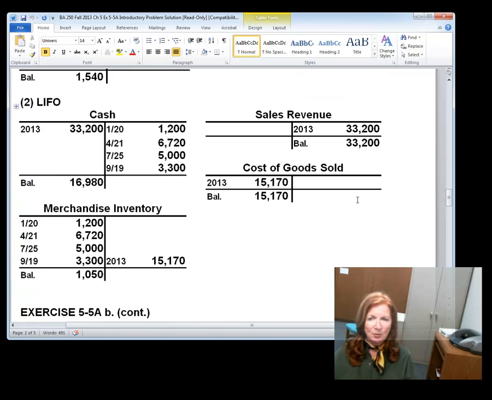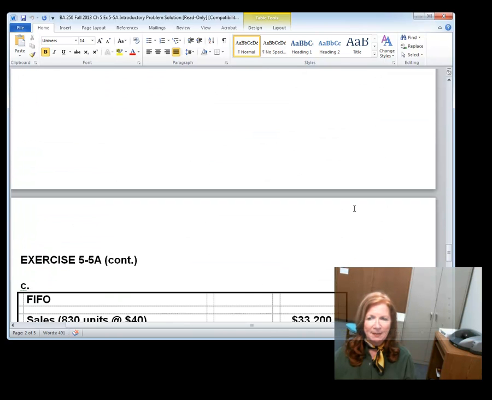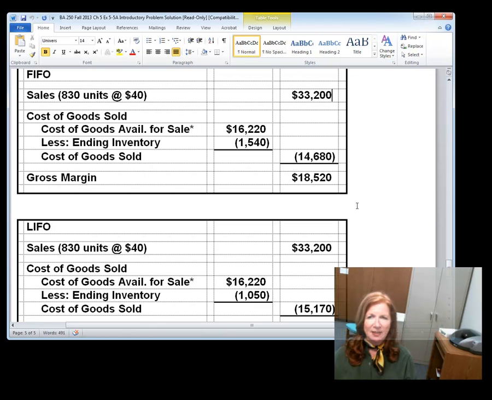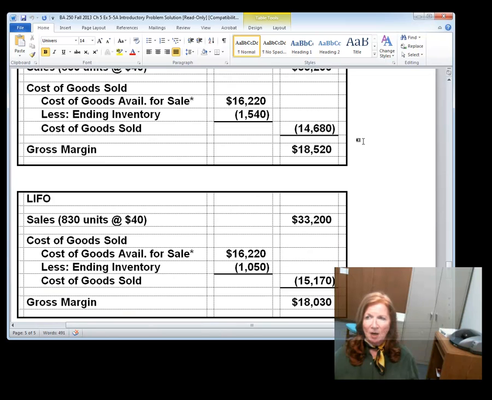And then we'll post those through and prepare income statements, and when we look at these income statements of sales to get gross margin, our gross margin is different by $490. That's a brief introduction to the material in this chapter about inventories. These are for perpetual inventories, and so as we look at them, we can begin to see how our profits change and our tax obligations change.